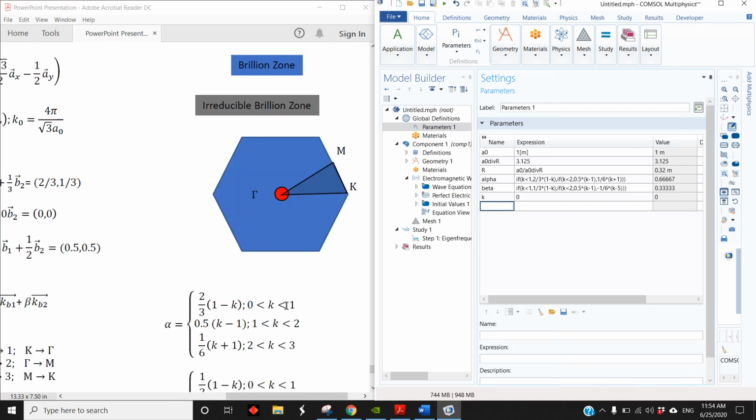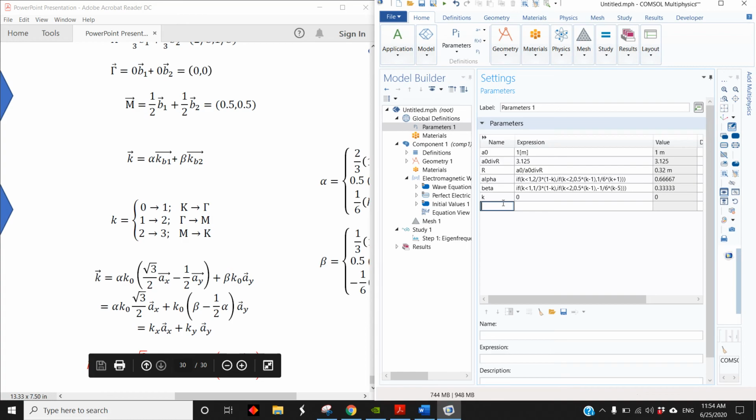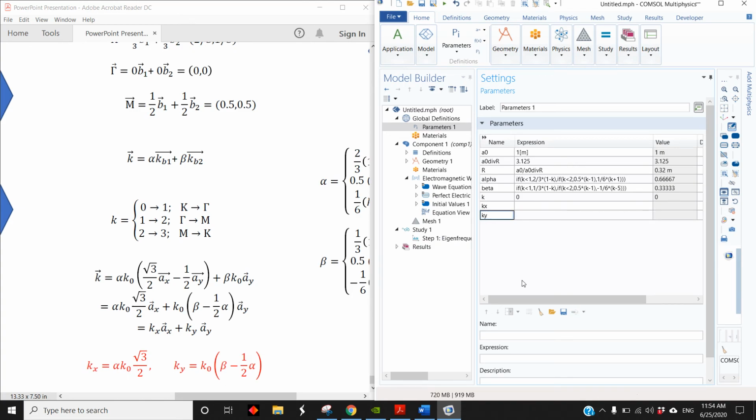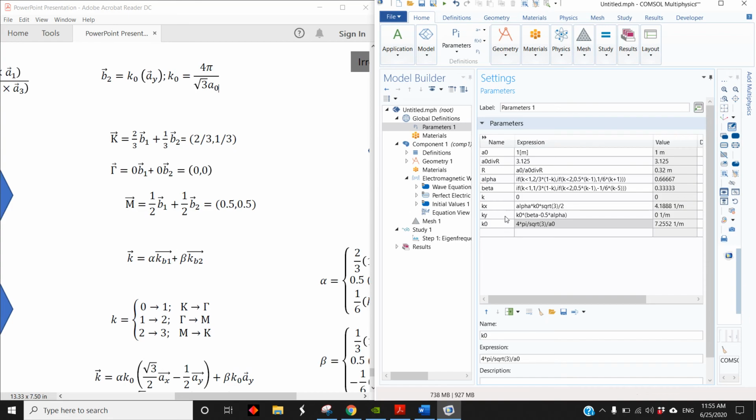The last thing to do is to define this kx and ky. So kx should be alpha multiplied by k naught multiplied by square root 3 divided by 2. I still also have to define k naught, and ky is k naught multiplied by beta minus 0.5 times alpha. And as I said, k naught is 4 pi divided by square root 3 divided by a naught. I get this actually from here. So now I defined everything, kx and ky corresponding to the Brillouin zone.